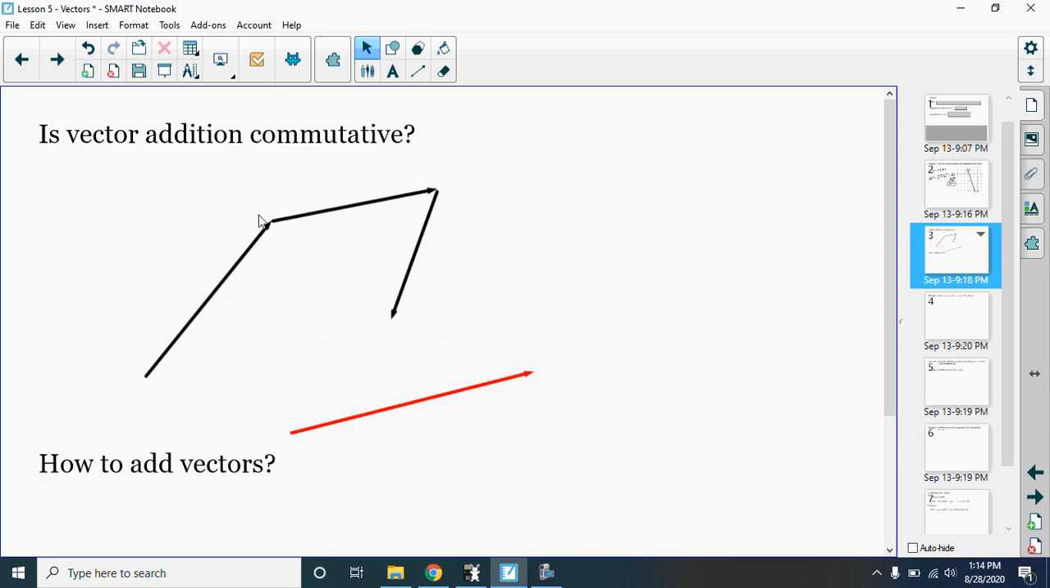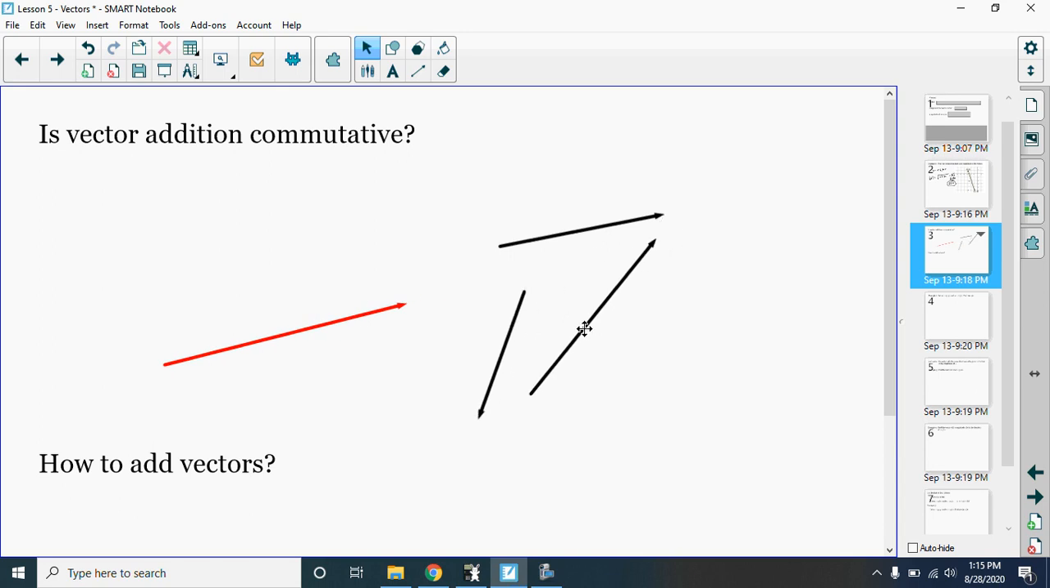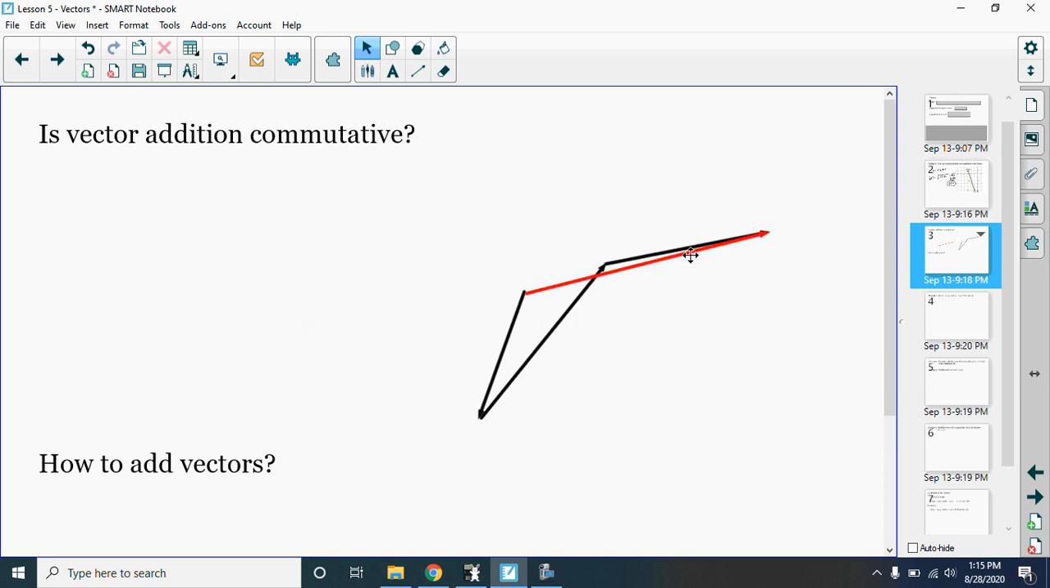Question asks, is vector addition commutative? So could I add them in a different order and get the same thing? If I add this one first, and then I add this one, and then I add this one, do I get the same vector? Notice if I add them tip to tail, I get exactly the same vector. And it doesn't matter which order you add them in. You could add them in any order you want. This one, and then this one, and then that one. And no matter which order we add them in, we're going to get that same vector right there. So vector addition, yes, it is commutative. Doesn't matter which order you add the vectors in.